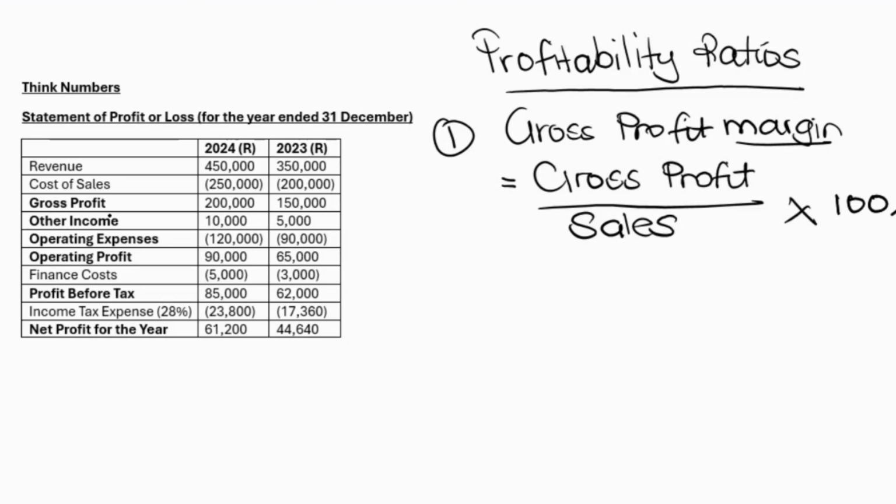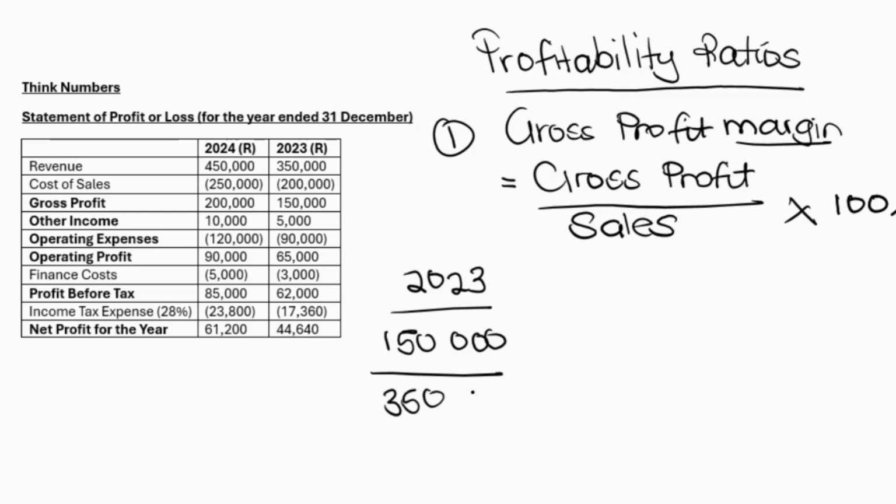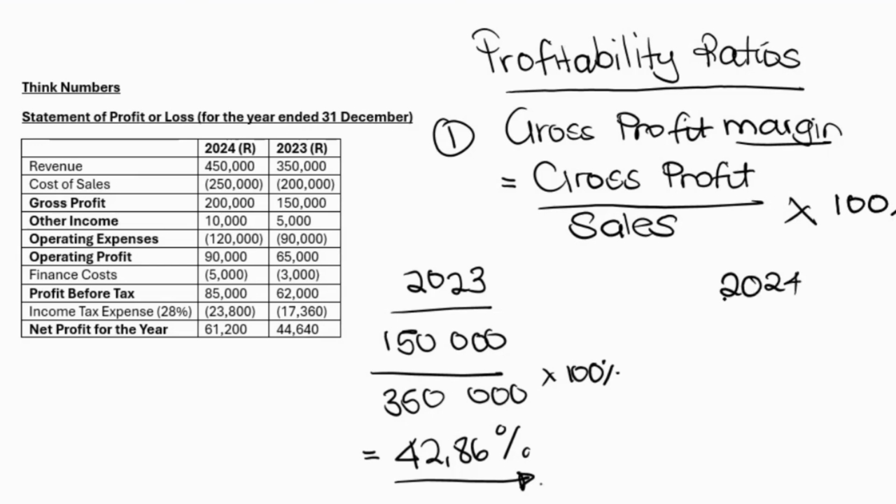The gross profit for the year 2023 was 150,000. So in order for me to calculate what the gross profit margin was for 2023, we'll say 150,000, which is my gross profit, divided by sales or revenue at 350,000. Multiply that by 100, and then that should give you a 42.86% gross profit margin.